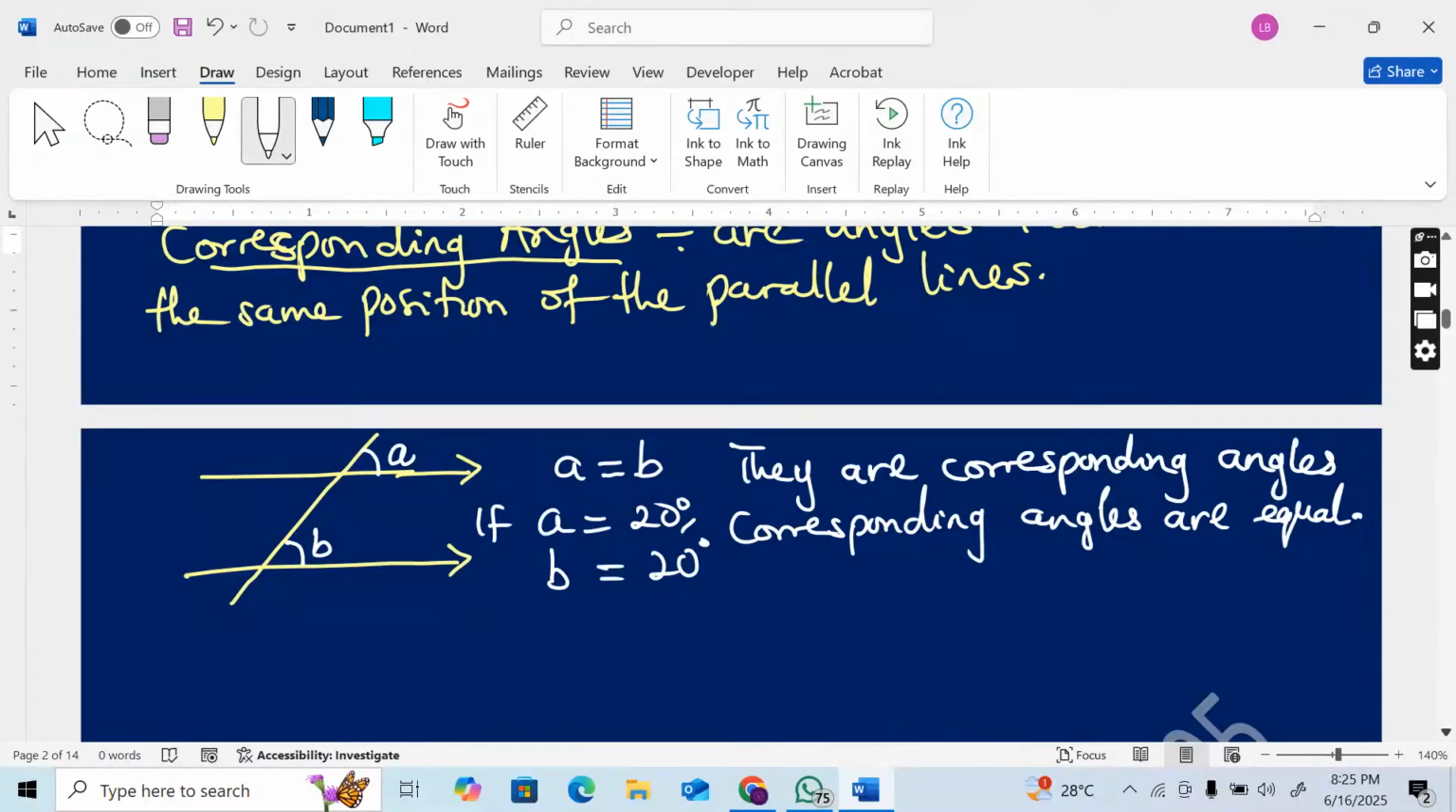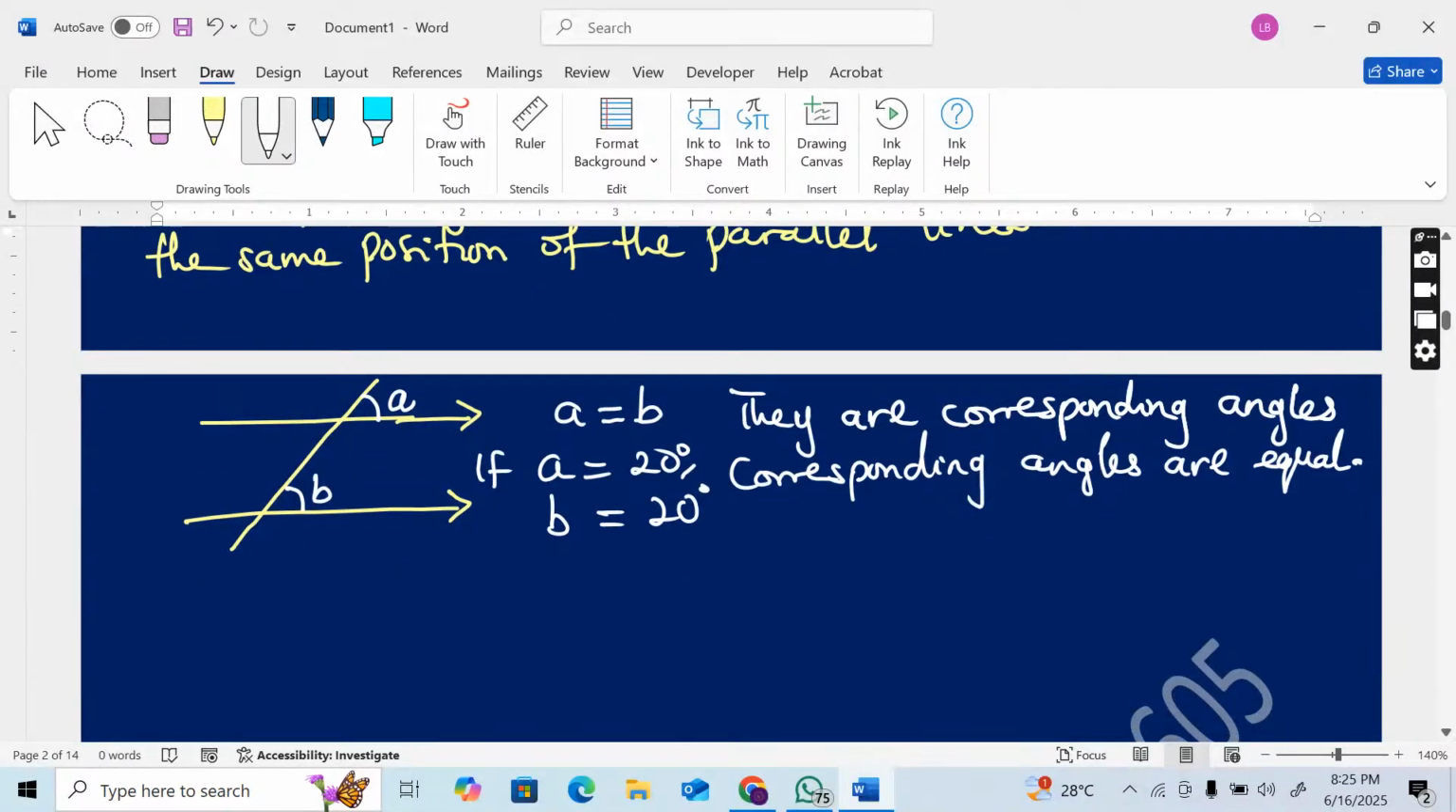Corresponding angles are angles that appear at the same position of the parallel lines. So if an angle is on the right side on top of the line of the first parallel line, now on the second parallel line, it will also be on the right side and on top of the line. Okay? So this is another example of corresponding angles. You can have your transversal this way.